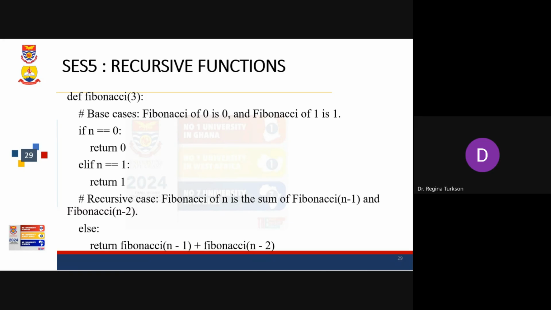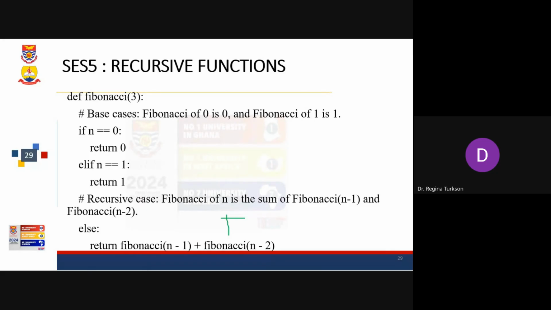For example, we are trying to find Fibonacci of 3. When we compare with the base cases, our n is 3, so n is not 0. The first case will not apply. The second case too will not apply because our n is 3. So we go to the next case, the else case. We return Fibonacci of 3 minus 1, that is 2, plus Fibonacci of 3 minus 2. Can you write it for me? So we have fib of 2 plus fib of 1.